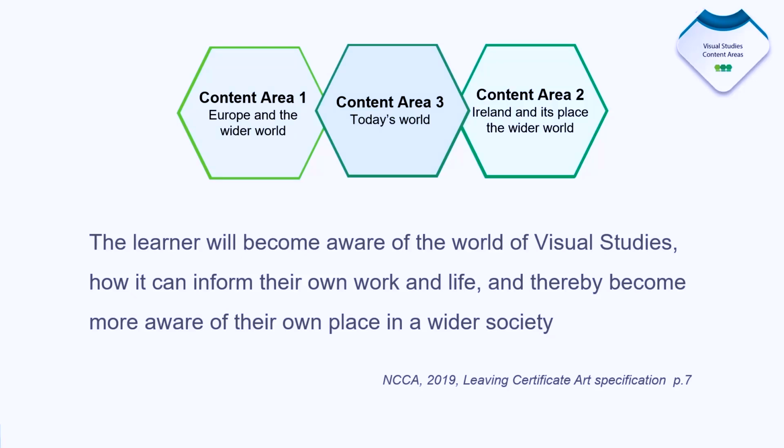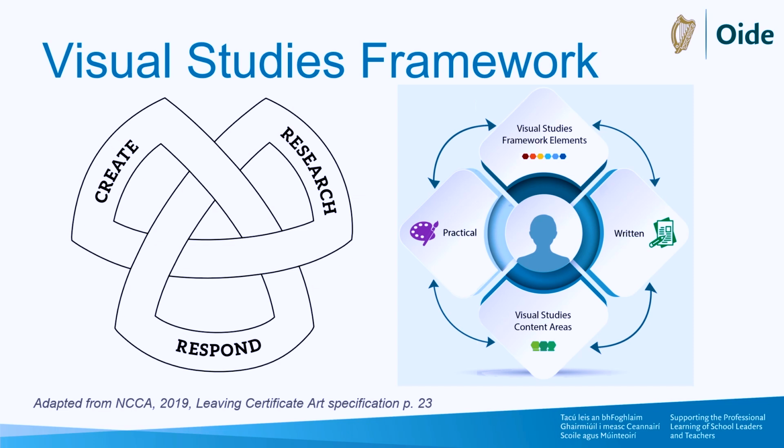As learners learn more about visual studies, it may influence their own thinking and making. The learner will become aware of the world of visual studies, how it can inform their own work and life, and thereby become more aware of their own place in a wider society. The three strands of art, research, create, and respond, serve to signify the importance of the symbiotic relationship between the learner, the practical work, and their understanding of the place of visual studies within their work. In all three strands, learners should experience examples of visual studies alongside the practical work.